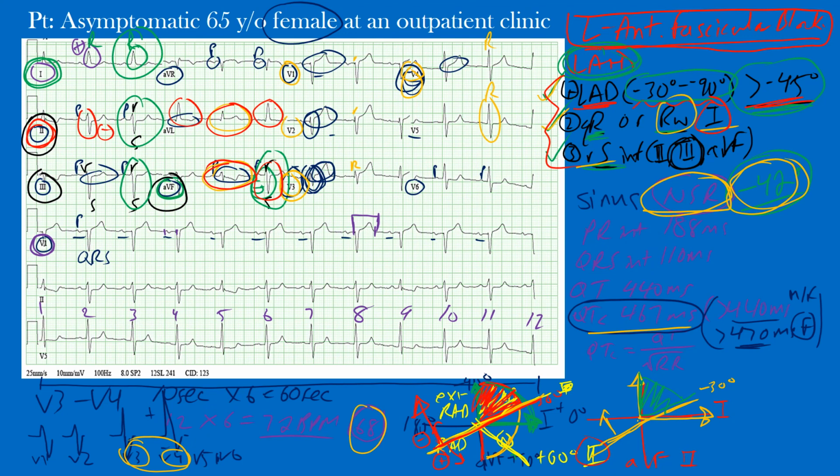Well, that's the end of this lecture. We looked at an EKG that demonstrated left anterior fascicular block, which is also commonly referred to as left anterior hemiblock. I hope you learned something.